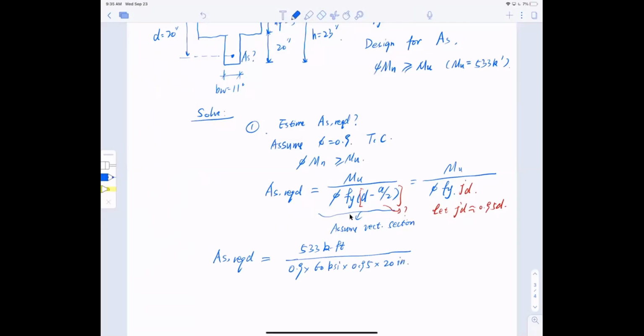Now be careful. This is different from the rectangular beam a little bit. Why is that? Because jd, recall, for rectangular beam is 0.9d. So this is for T-beam.